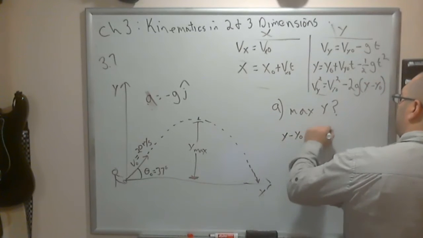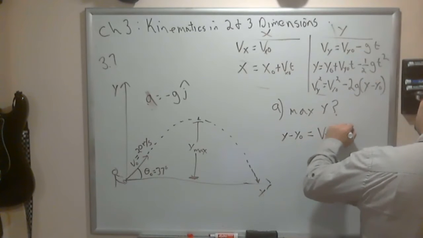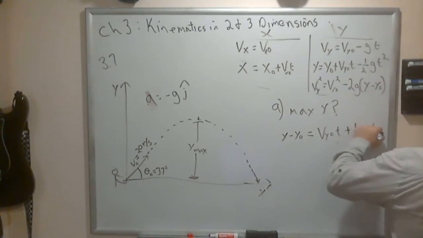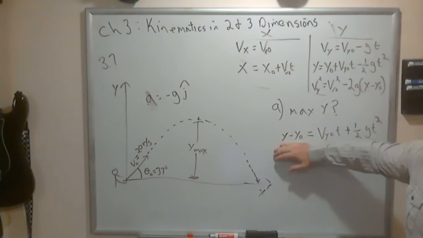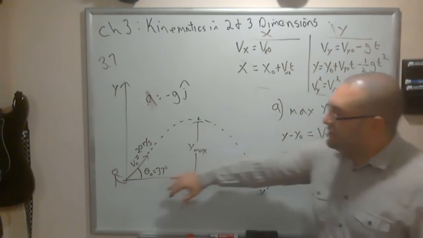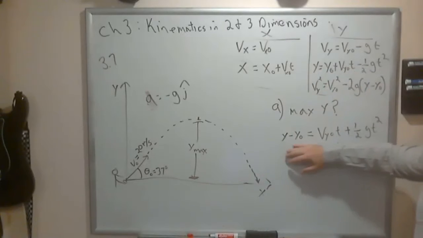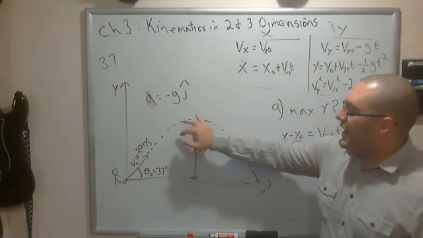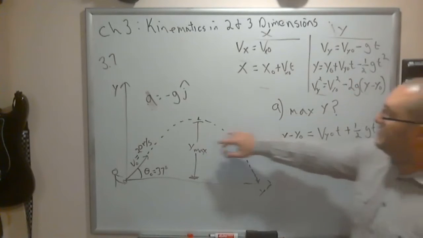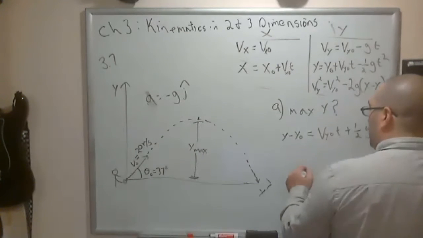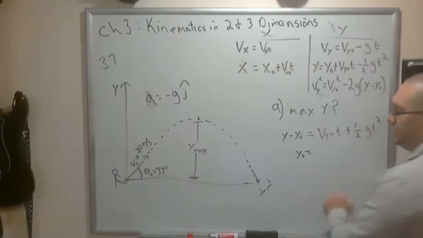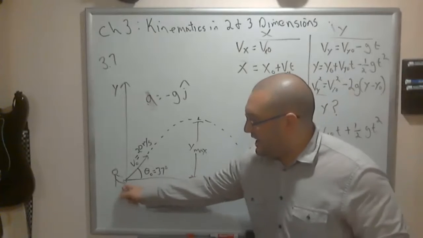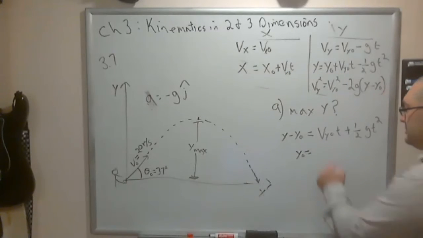So I'm just going to rewrite it like this, right? We want to find where this is the maximum. y minus y0. What is y0? So let's go through it and figure out what quantities we know at this position. What's y0 equal to? We set our origin over here, so it's 0 initially.